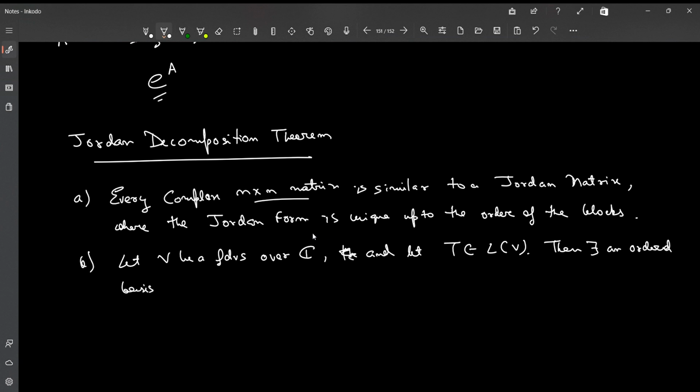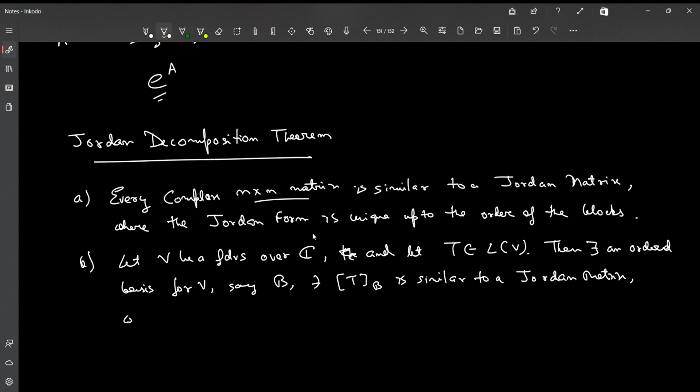There exists an ordered basis for V, say B, such that the matrix of T with respect to B is similar to a Jordan matrix, which is unique up to the order of the blocks.